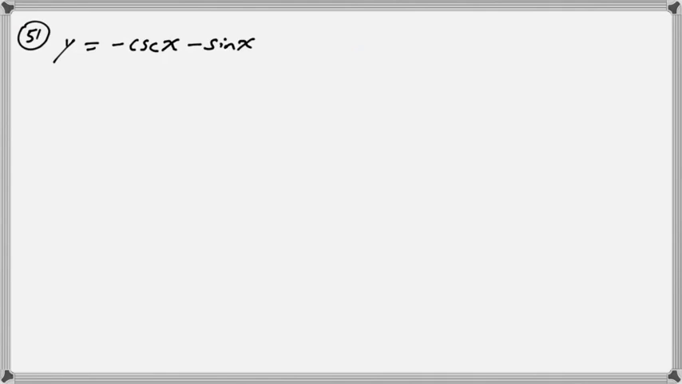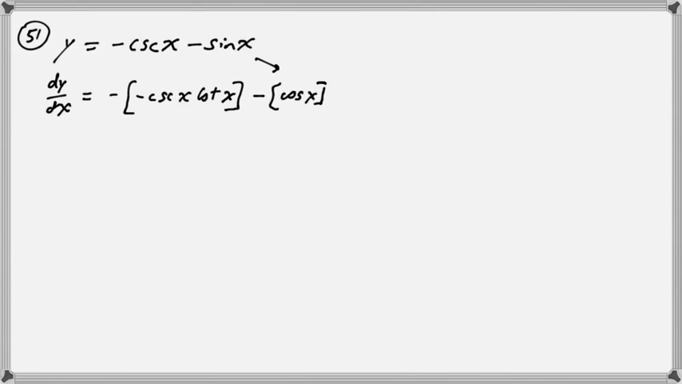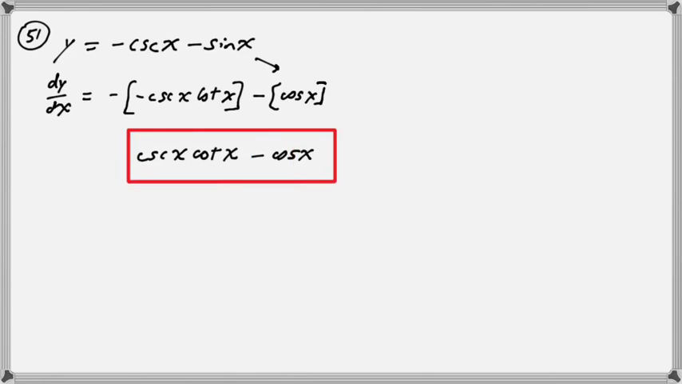Okay, after 31, somebody asked me 51. So to find the derivative of y, you call it dy dx. I'll keep the negative out front. Derivative of cosecant is negative cosecant cotangent. Minus, what's the derivative of sine? Cosine. So I have cosecant cotangent, both of x, minus cosine. And I believe that's the way we leave it.